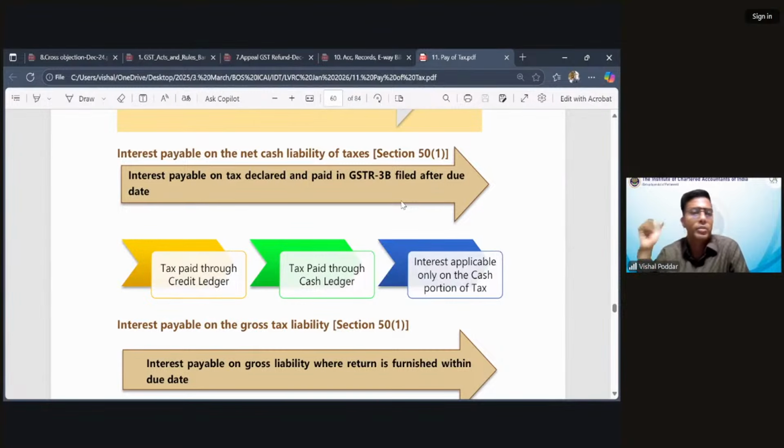It is reported in March month's return. Even though there is outward and inward transaction both which are reported late, interest is calculated on the gross, that is on the entire output without setting off the ITC.